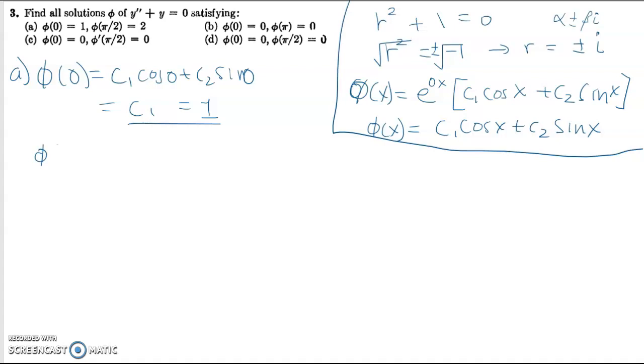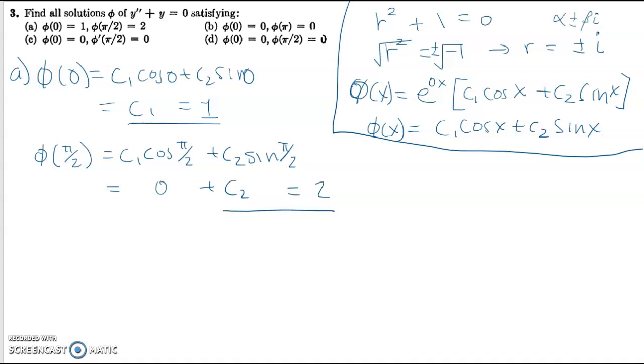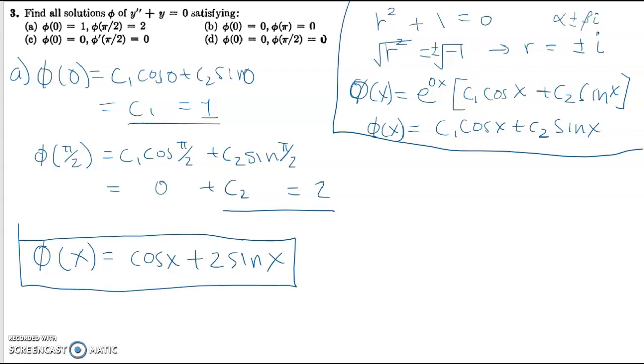Let's plug in the next number, which is phi of pi over 2. This is going to be c1 cosine of pi over 2 plus c2 sine of pi over 2. Cosine of pi over 2 is 0, plus c2 times sine of pi over 2, which is 1. So this is 2. So we get these two solutions, where c1 is 1 and c2 is 2. So by plugging in, we have phi of x equals cosine x plus 2 sine x. So this is our equation for part A.